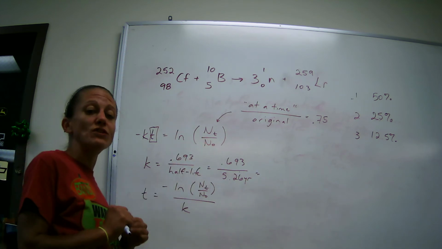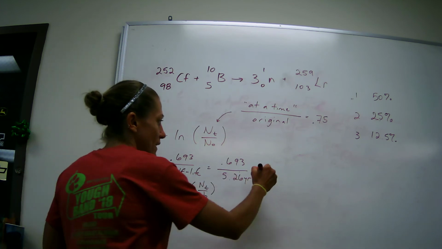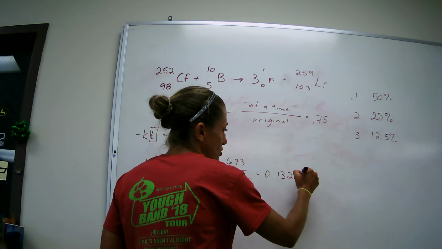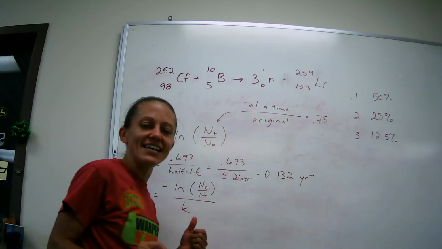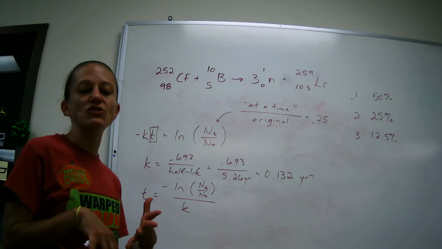You're not going to have to do this again, but the problem came up in this section, so I wanted you to see. 0.132, and this is a weird unit, years to the negative 1. Since it was nothing over years, it'll cancel out when we solve.